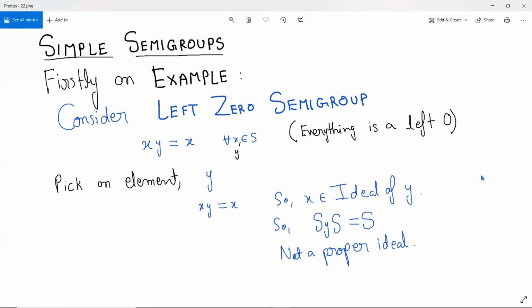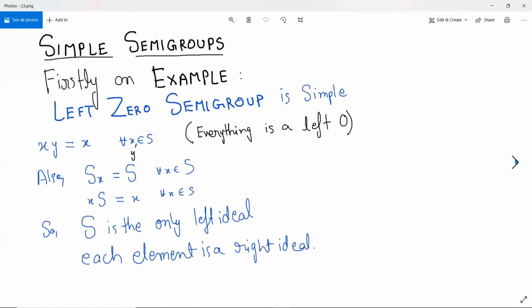If you pick an element y and you want to understand the ideal generated by that, let's say you want to get an x from the y, then you simply multiply it on the left and you get it. Even the left ideal is giving everything. So the ideal of every element is the whole thing, which means there are no proper ideals. So it is simple. Okay, it's more than that.